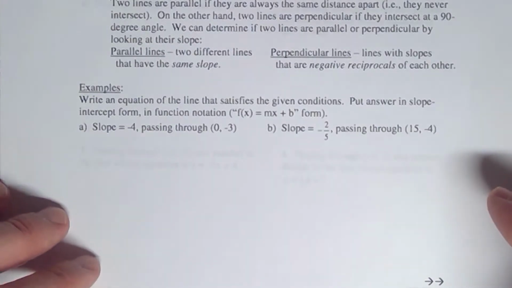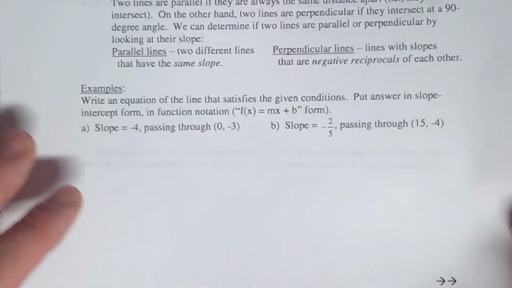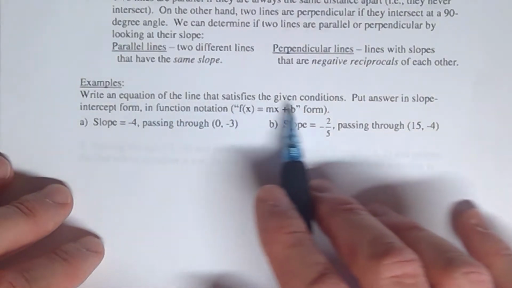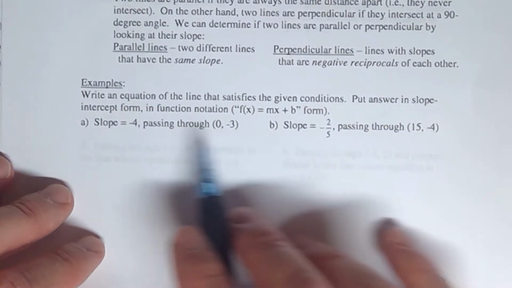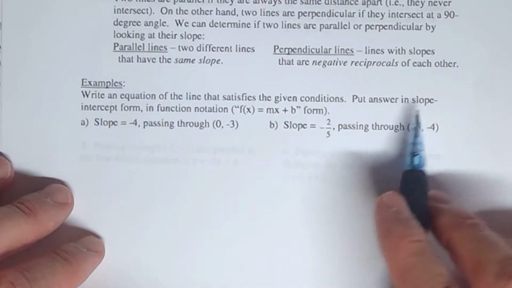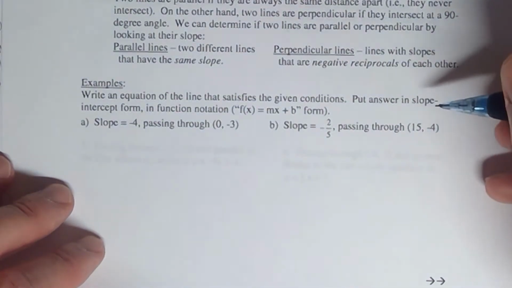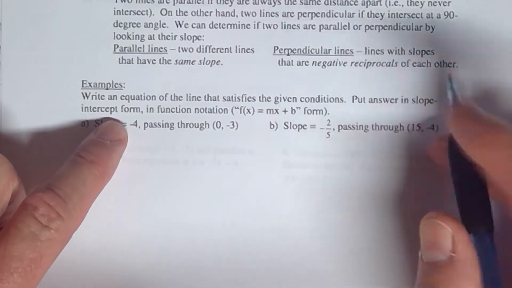So let's go ahead and jump into it. There's a number of different ways to approach this. We'll go through each one of those carefully here. First of all, it says write an equation of the line that satisfies the given conditions, and then it describes the graph. Put the answer in slope-intercept form, which, as you know, is y equal to mx plus b. We learned that in the last section.